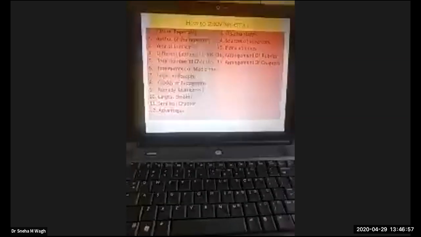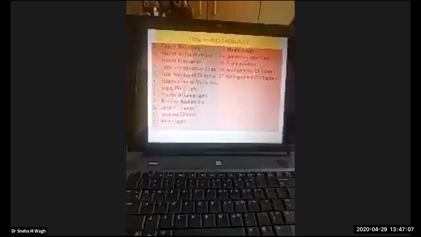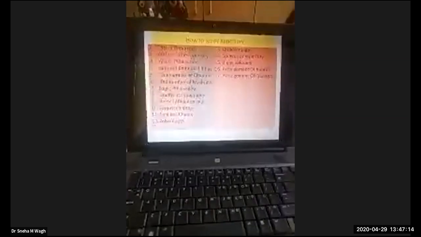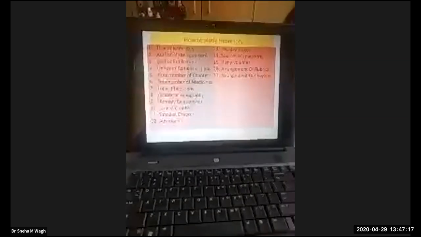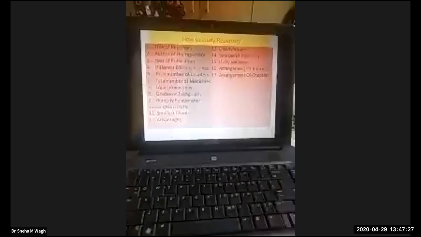Before starting Kent repertory, I would like to suggest all the students to know some few points before learning how to understand a repertory. For this, they should know the title of the repertory, the author of the repertory, year of publication, different editions, then the total number of chapters, total number of medicines, logic, philosophy, and the grades of that repertory.